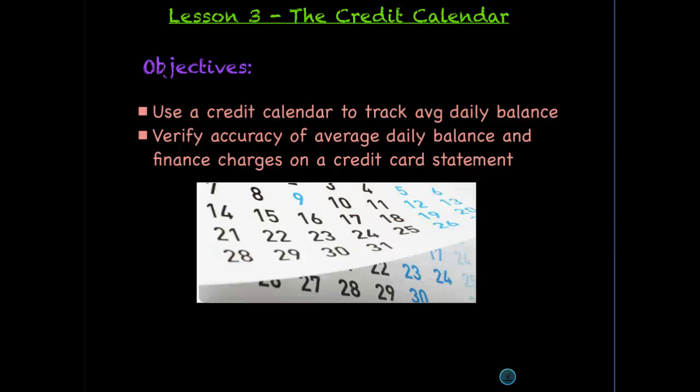Welcome to Lesson 3, the Credit Calendar. Our objectives today are to use a credit calendar to track average daily balance and to verify accuracy of average daily balance and finance charges on a given credit card statement.